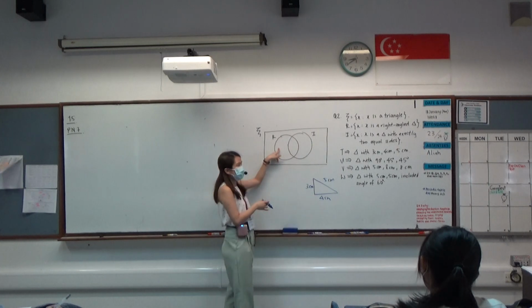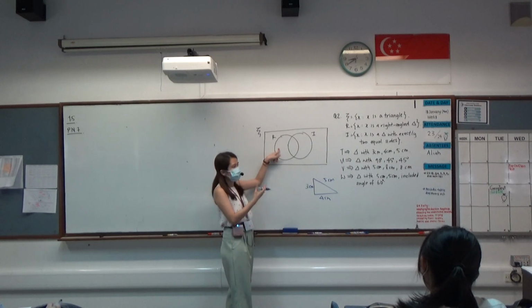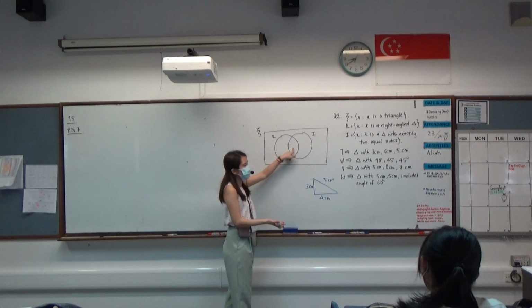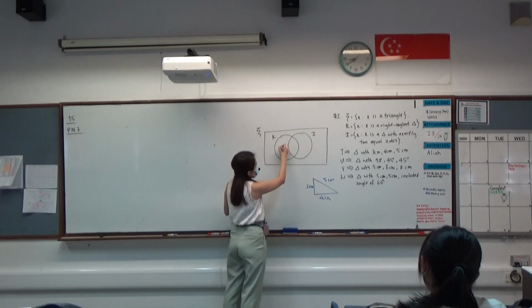That means it's going to fall under R. There are clearly no two equal sides, so there shouldn't be any overlap. So you will put T over here.